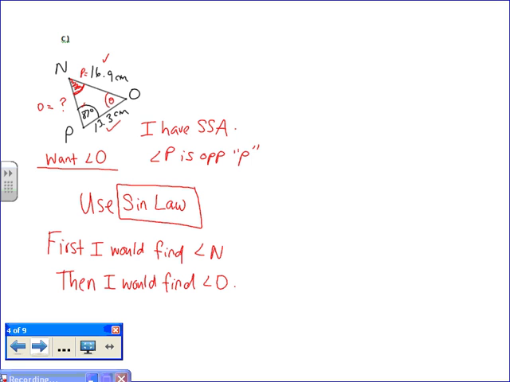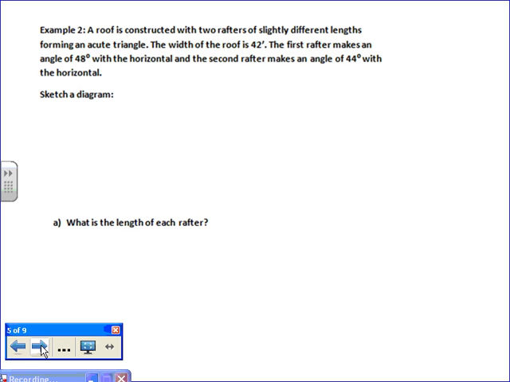Okay, let's have a look at another example. This is a word problem, and we have a roof constructed with 2 rafters of slightly different lengths. So this roof is going to form a triangle, but it is not an isosceles triangle, because the 2 side lengths are different. The width of the roof is 42 feet. The first rafter makes an angle of 48 degrees with the horizontal, or the width of the roof. And the second rafter makes an angle of 44 degrees with the horizontal.